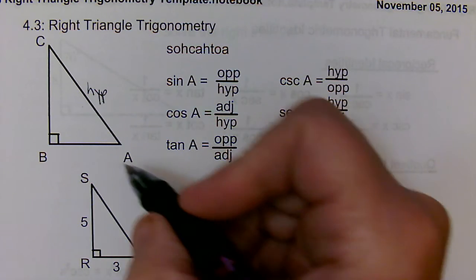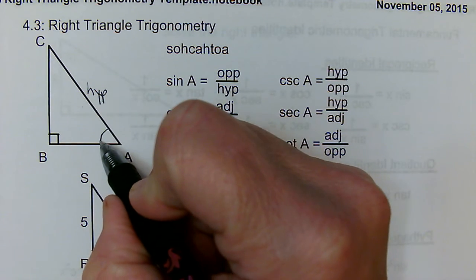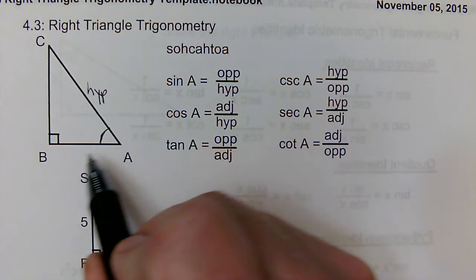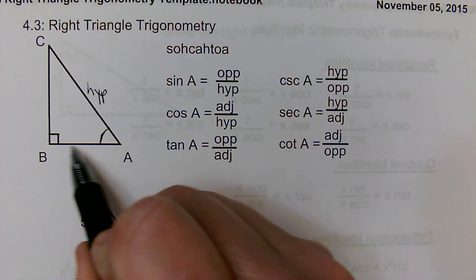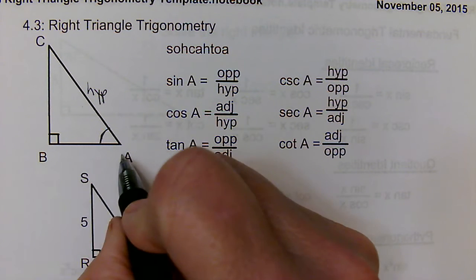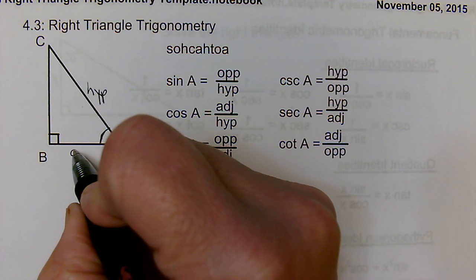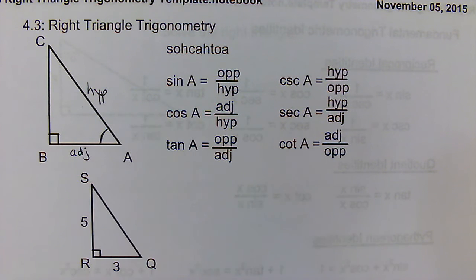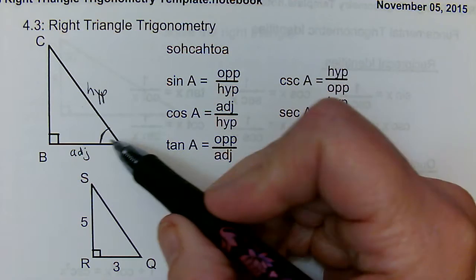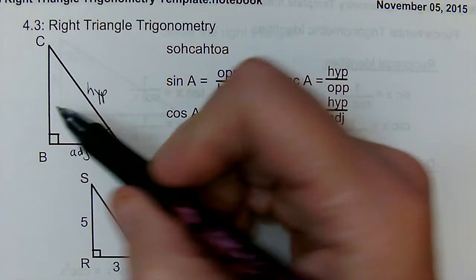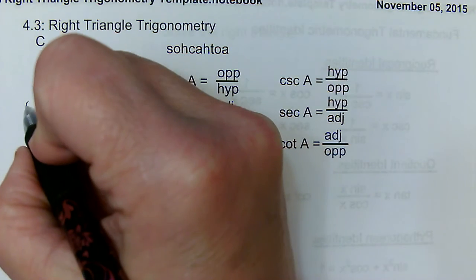And when we look at one of the two acute angles, I'm going to look at angle A, the side that is not the hypotenuse that helps form that angle is called the adjacent leg. And the side that does not help form the angle at all, the one opposite, is called the opposite leg.